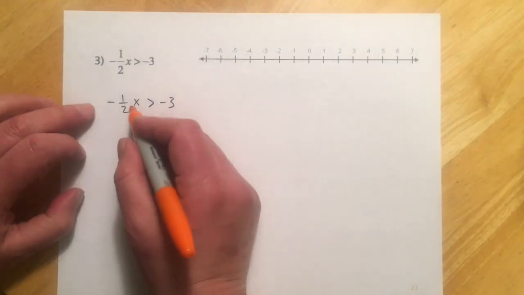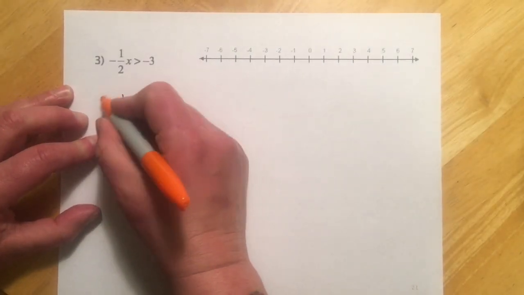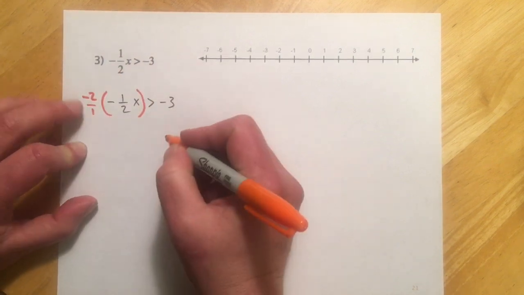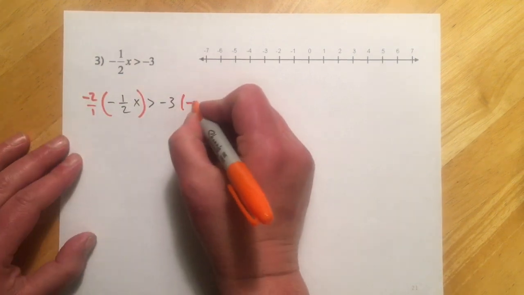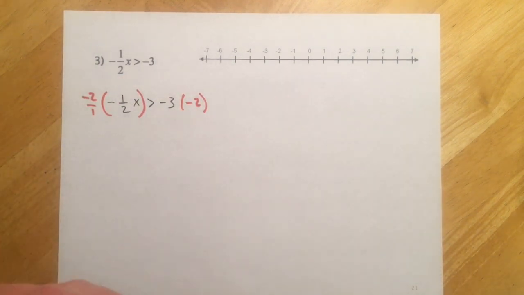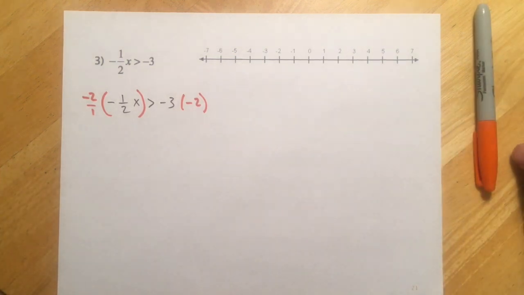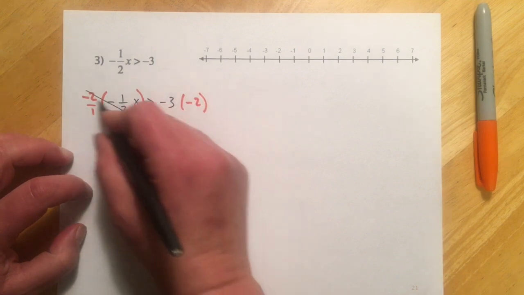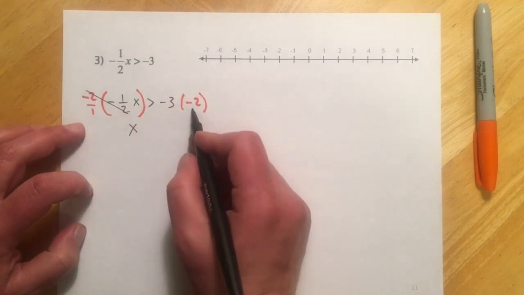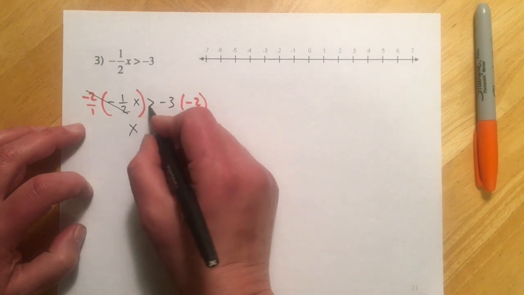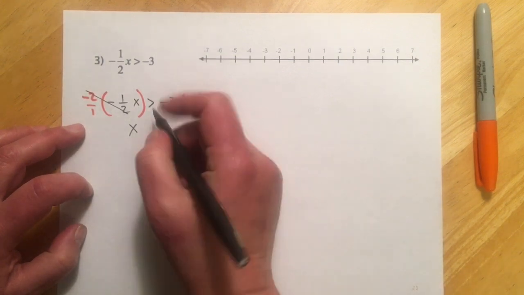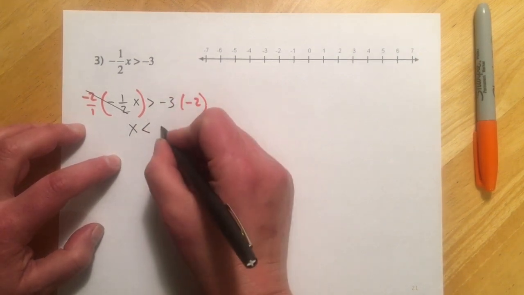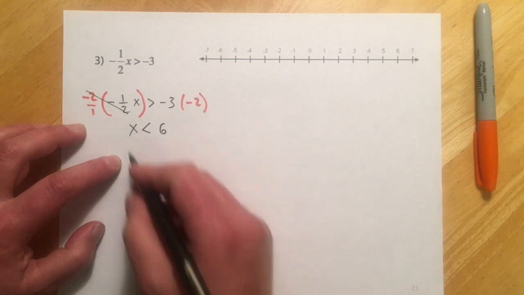Number 3, I'm going to clear this fraction. So I'm going to multiply both sides by -2. You can also think -2/1 if that helps. This I'll just do -2. And then this is the spot where inequalities are different than equations. So I cancel, I get x. When I multiply or divide both sides by a negative, I'm going to have to flip the direction of the inequality, and I'll show you why in just a second. So instead of greater than, now this is less than, and we got 6 right here.